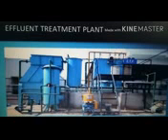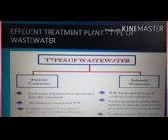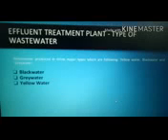Effluent treatment plant, types of wastewater: domestic wastewater and industrial wastewater. Domestic wastewater is water that has been discharged from residences, also known as municipal wastewater. It contains organic and inorganic solids and microorganisms, bacteria. The composition of wastewater depends on the source of its generation.